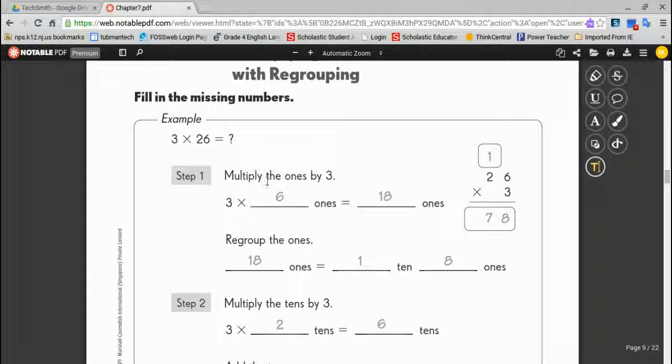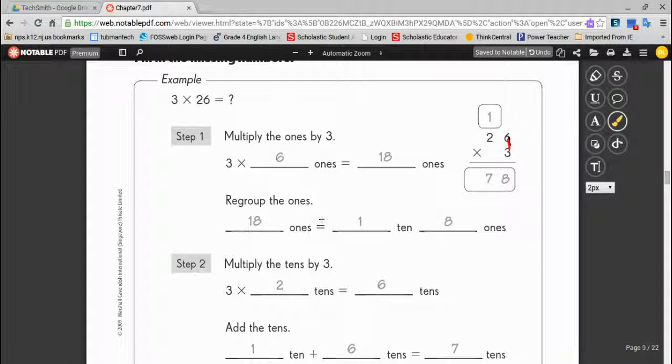So step 1, you multiply the 1s by the 3s. I'm going to draw right here. So the first thing we want to do is multiply the 1s, which is 6 times 3, and that gives us 18. Use a different color. Alright, so 6 times 3 gives us 18. It goes down there, we regroup the 1 into the tens. So 3 times 6 ones equals 18 ones. 18 ones is the same thing as 1 ten and 8 ones.